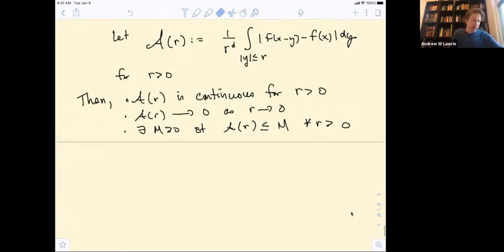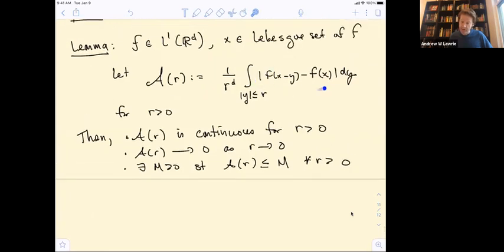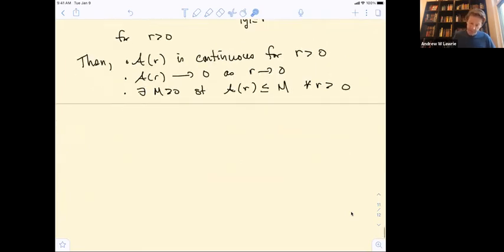Okay, so how do we do this? Well, continuity just follows from continuity of the integral, the absolute continuity of the integral. This is an L1 function, right? So on a fixed ball of radius 1, say, this is an L1 function. And so then continuity follows from continuity of the integral. So, proof.